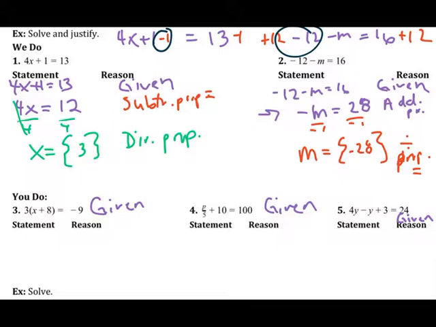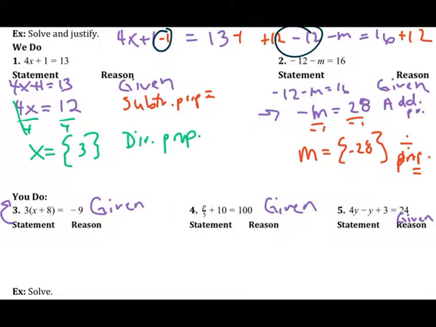So number 3, and I ran out of room. I'm not going to have enough room to do these problems, so I'm going to write given next to the problem up top, but pretend that my statement and reason is above all that. So what we have here on number 3 is 3 times the quantity x plus 8 equals negative 9. And there's 2 ways that you could solve this problem. I'm going to solve it the way I think that most of you would have solved it, but I'm also going to explain the other way for those of you that noticed something to start with.